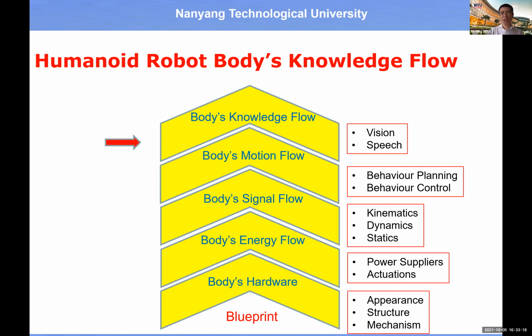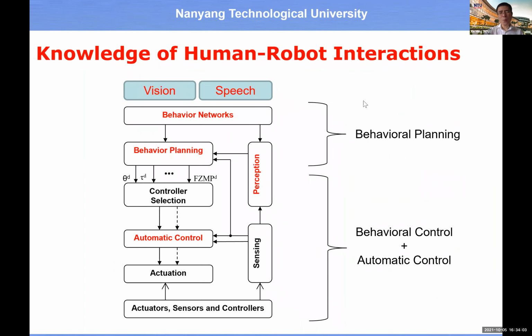For knowledge flow, there are two pillars, because vision and speech are the two major sources of information. Speech carries knowledge, and vision also transmits knowledge about the physical world. So these are the two major pillars inside the knowledge flow. Of course, we may have other sources of information which may also carry knowledge to the robot, but these two are the major sources of knowledge.